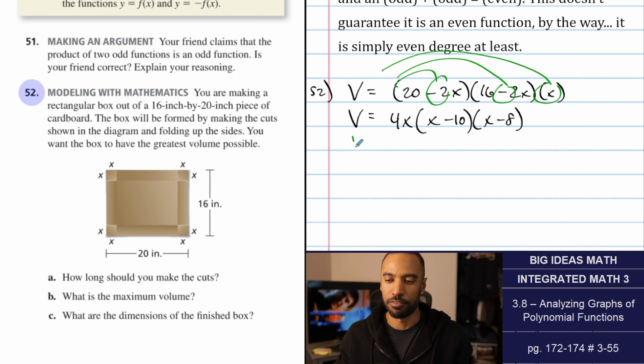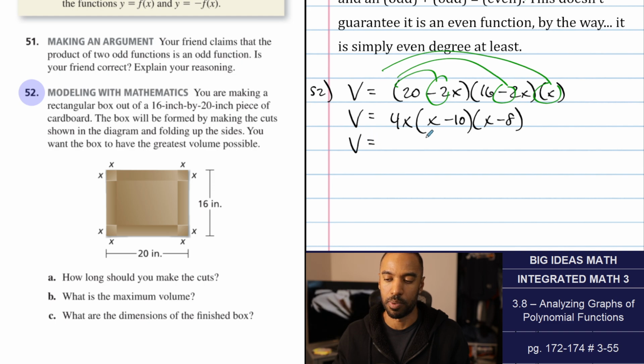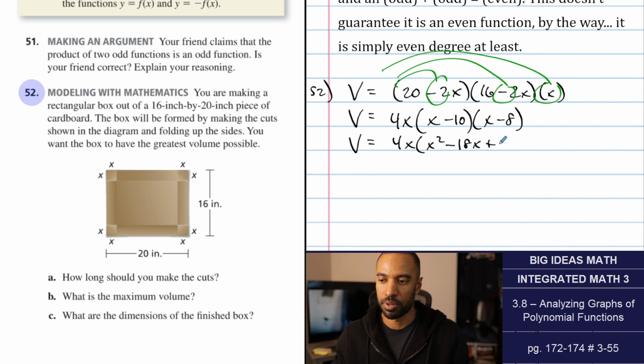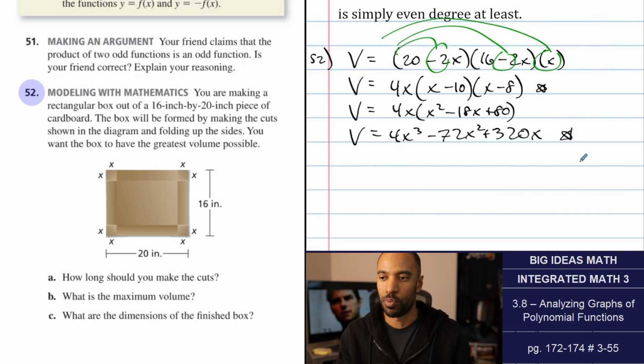Easier for me to work off of, even if I write it as a standard form polynomial. I don't know which one is better, but this would become 4x times (x squared minus 18x plus 80), which then becomes 4x cubed minus 72x squared plus 320x. So either we write it like this or like this, and we can do some stuff off of it. They asked, how long should you make the cuts? We're going to find out what x value maximizes this volume, whether we write it like this or this.